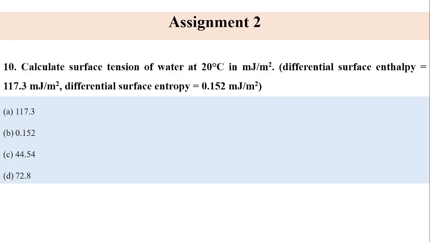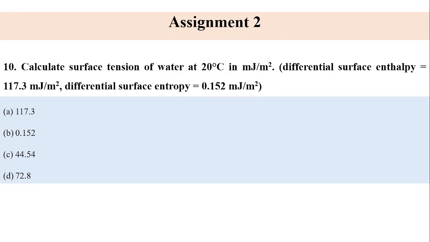Okay. Let's move on to the 10th question, which is to calculate the surface tension of water at 20 degrees centigrade in millijoule per meter square. The differential surface enthalpy is given as 117.3 millijoule per meter square and the differential surface entropy is given as 0.152 millijoule per meter square.